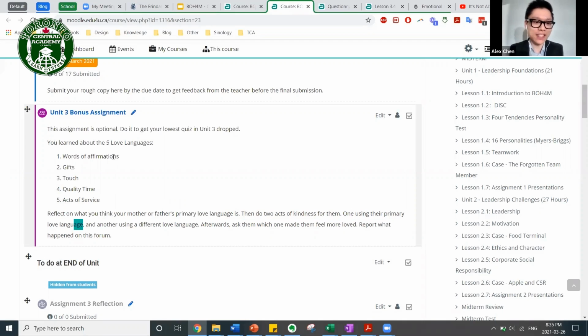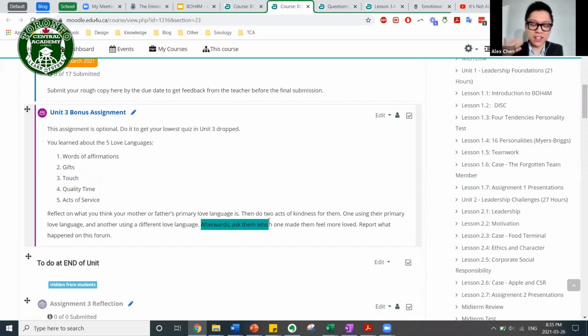Okay, so if you think it's words of affirmation, right? So one is write them a nice thank you note. And then another using a different love language that you do not think is their primary one. So maybe you can try words of affirmation and then try a gift or something like that. Okay. And then afterwards, check if you were right. So ask them, which one made you feel more loved?